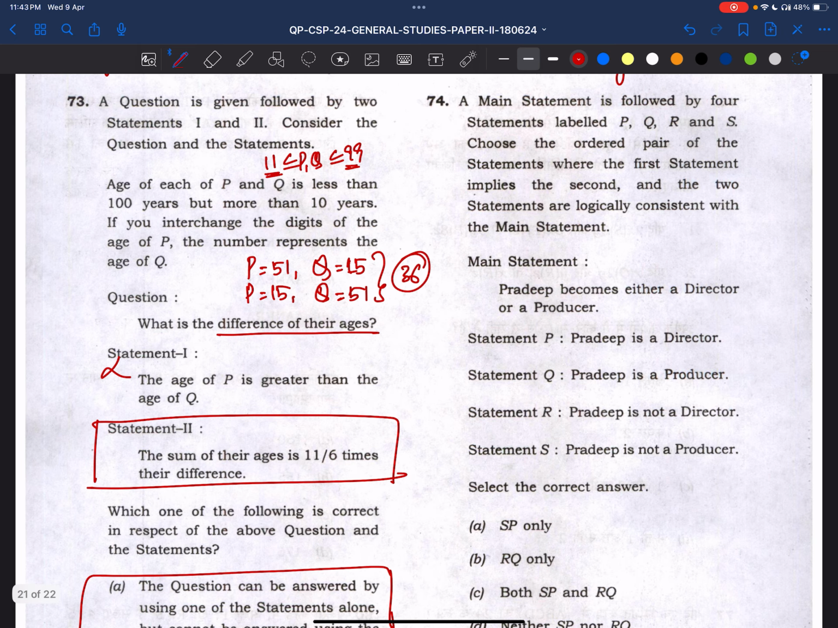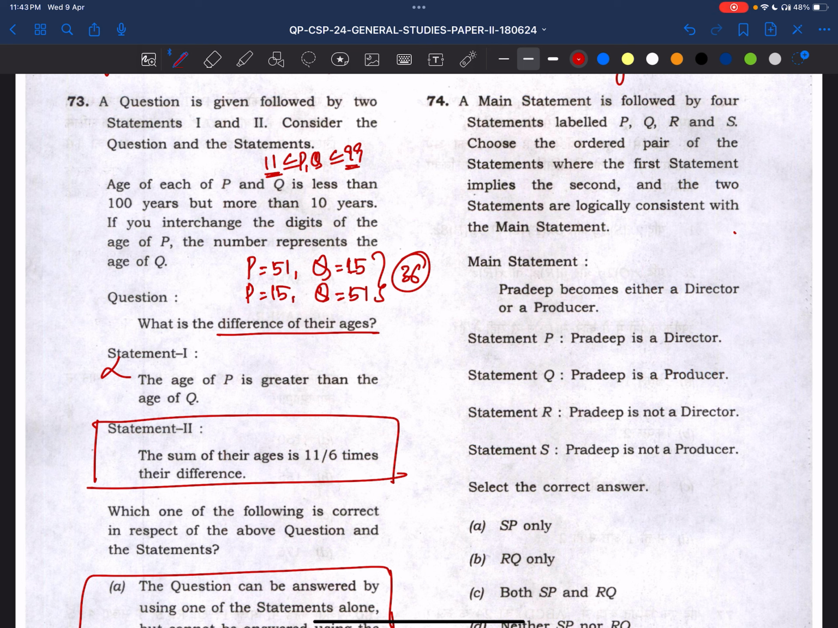A main statement is followed by 4 statements labeled P, Q, R, and S. Choose the ordered pair of the statements where the first statement implies the second and the 2 statements are logically consistent with the main statement. Main statement is what? Pradeep becomes either a doctor or a producer. That means he has to pick either one of these 2 professions. If he is a doctor, he cannot be a producer. If he is a producer, he cannot be a doctor.